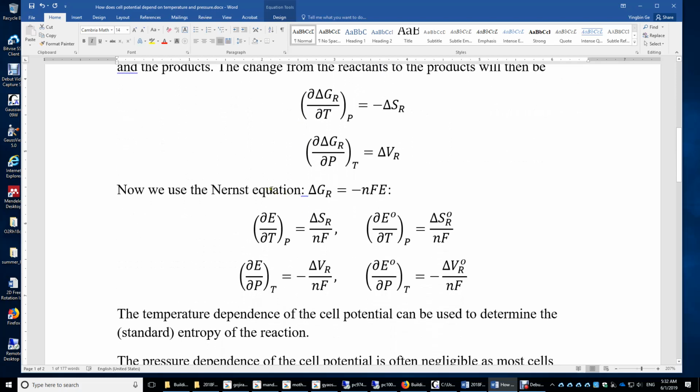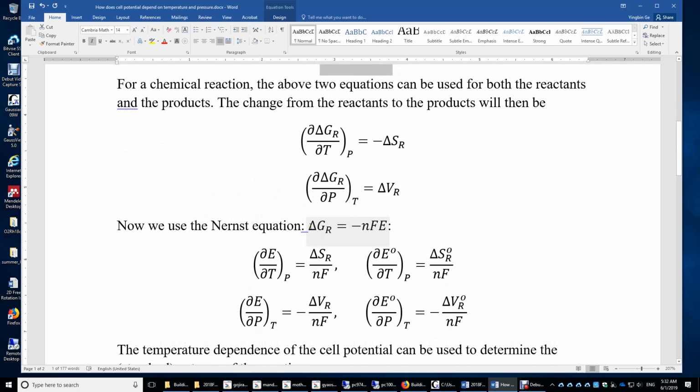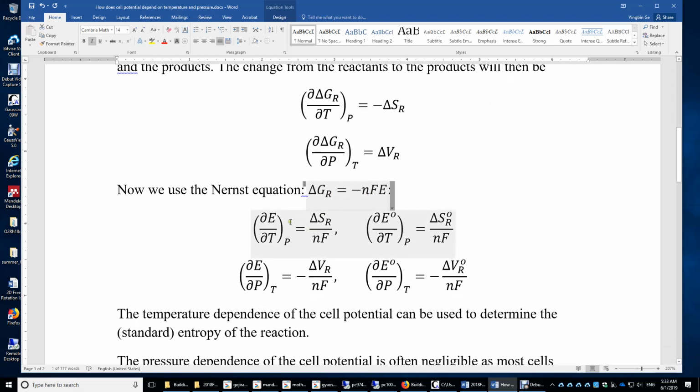Now we use this Nernst equation, the Gibbs energy of reaction equals negative nFE. We plug it in, we have dE divided by dT equals the entropy of reaction over nF. And this equation holds at a given pressure. And how does this potential depend on pressure? Over here, similarly, we have negative volume change of reaction divided by nF.